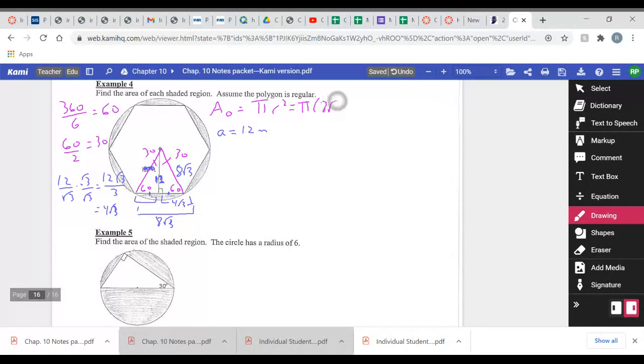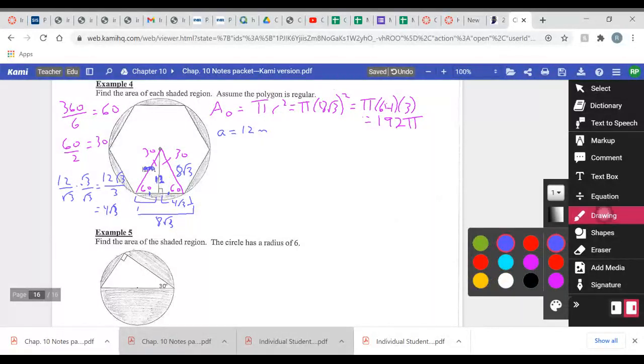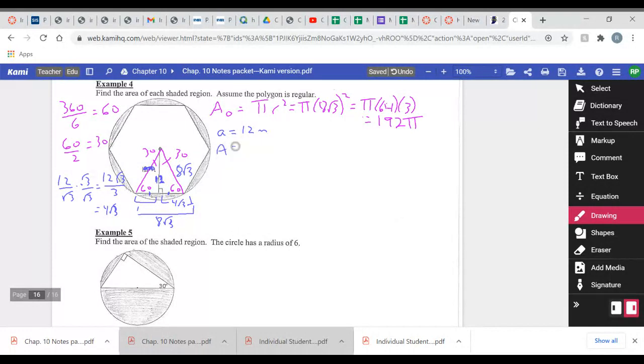So pi times 8 square root of 3 squared. Okay, so if I square 8 square root of 3, if I square the 8, I get 64. And if I square square root of 3, I get 3. It's technically square root of 3 times square root of 3, which is square root of 9. The square root of 9 is 3. And if I go on and multiply those, I get 192 pi. So that's my area of my circle. I need to do some work here to find the area of the regular polygon, the hexagon, 1/2 apothem times perimeter.